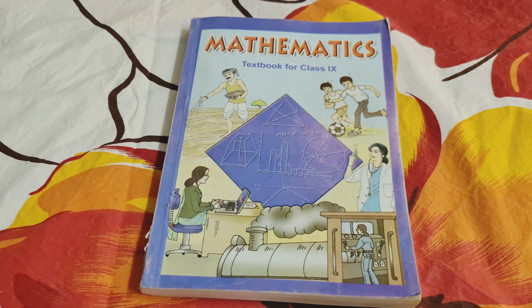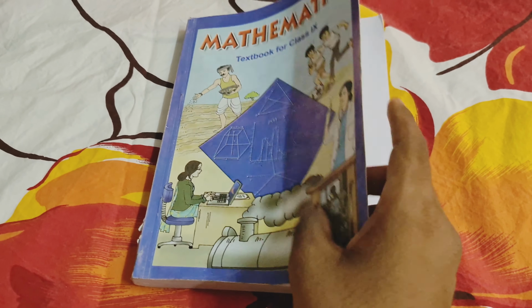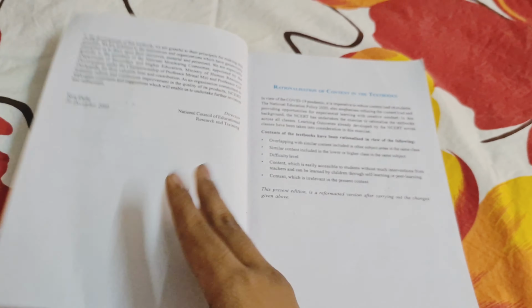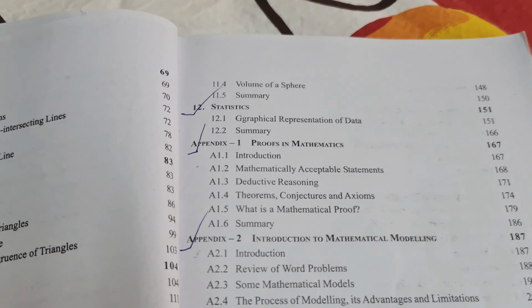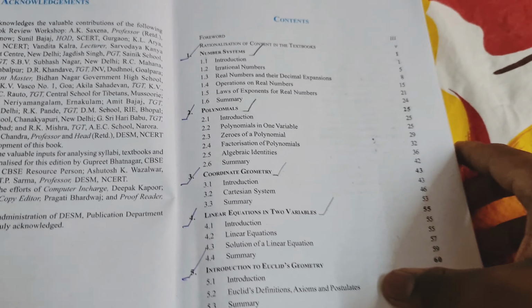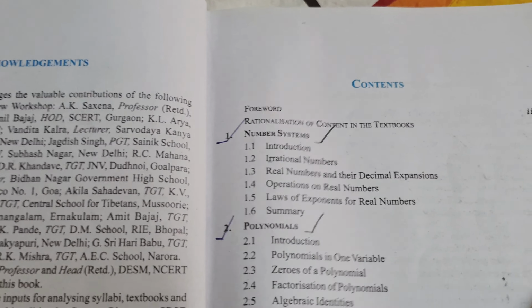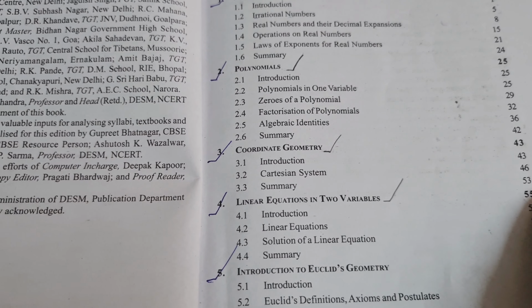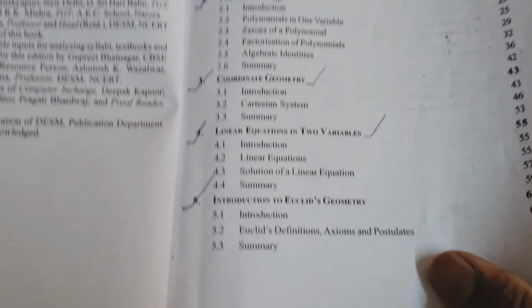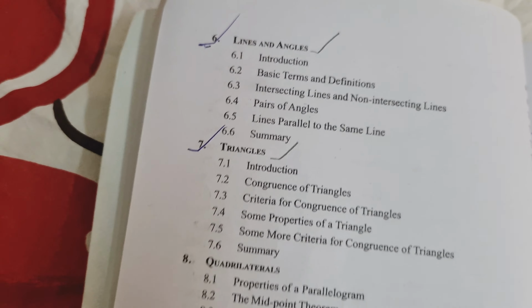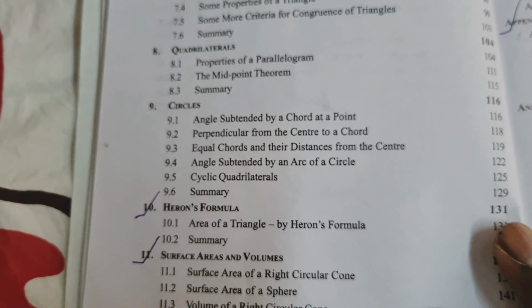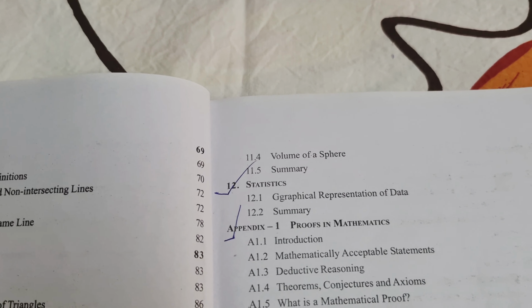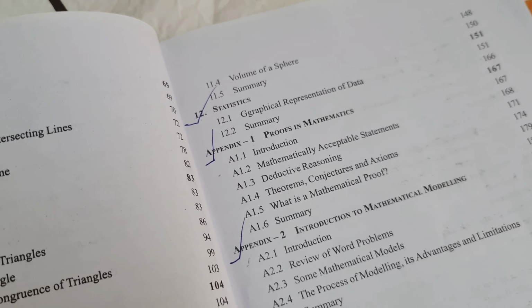The next subject we have is mathematics. Now let's see the index. We have a whopping 12 chapters. Wow. Chapter 1, number systems, polynomials, coordinate geometry, linear equations in two variables, introduction to Euclid's geometry, lines and angles, triangles, quadrilaterals, circles, Heron's formula, surface areas and volumes, and finally statistics.